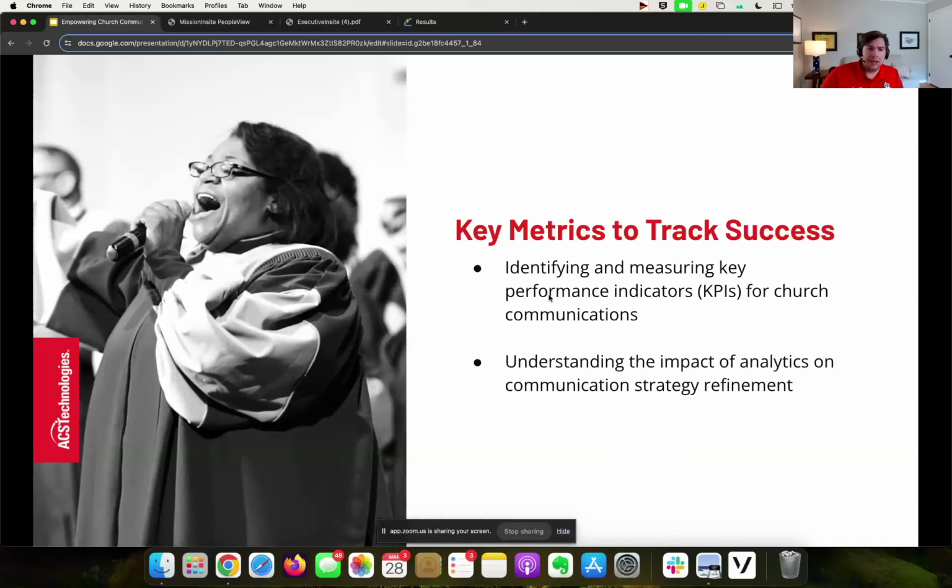You guys can look at your events like Vacation Bible School. You know how many people attended last year. You know how many people attended 2 years ago. If we do some sort of targeted method of communication, do we see an increase in registrations? Those are all what we call in the secular world or business world KPIs, key performance indicators, to tell us if what we're doing is working or not.